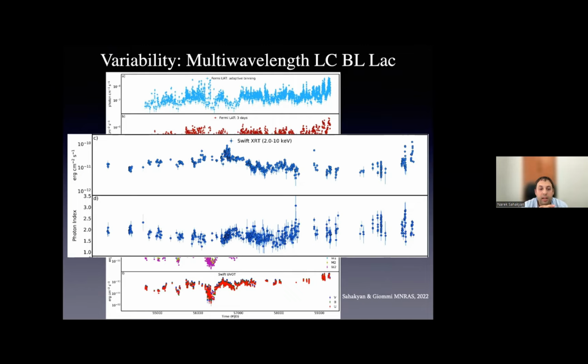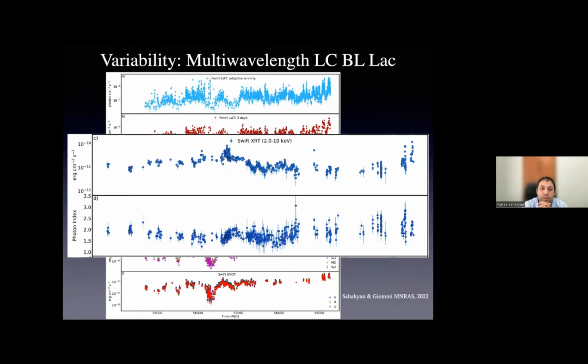But what is more interesting, when you look at the second flare that occurred in the last period of the observation, together with the flux increase, you see that the photon index is changing. So it's becoming softer. This is very important because it shows that the physical processes responsible for these flares were different.